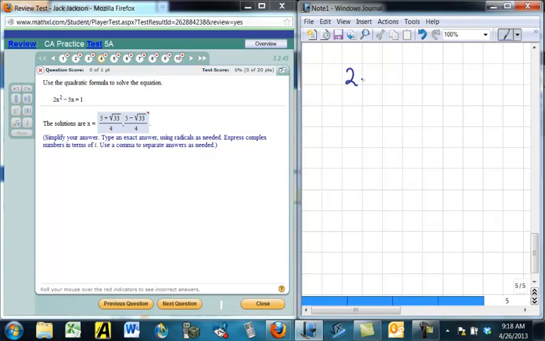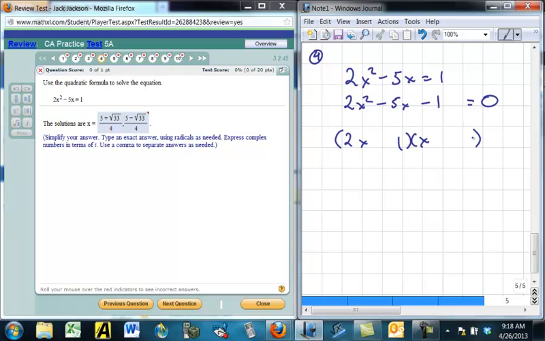The next one we have is question 4. We have 2x squared minus 5x equals 1. Again, we want to get 0 on one side, and we get 2x squared minus 5x minus 1. We might try the trial and error factoring. Let's see if it works.